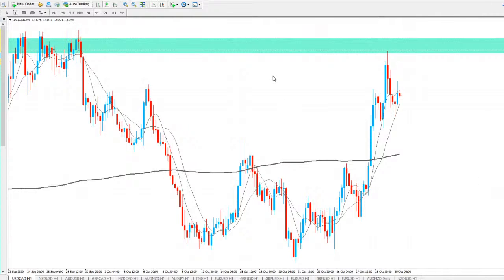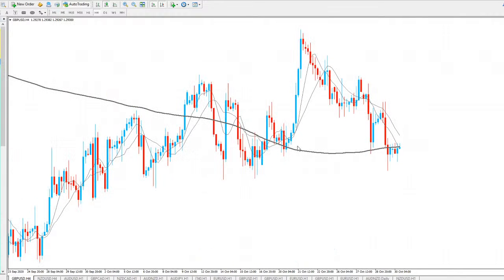But I was still expecting USD CAD to continue from a daily point of view, but hourly we could see some retrace move to the downside before that happens, so we need to be aware of that.